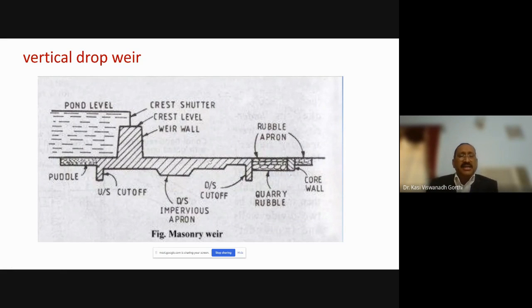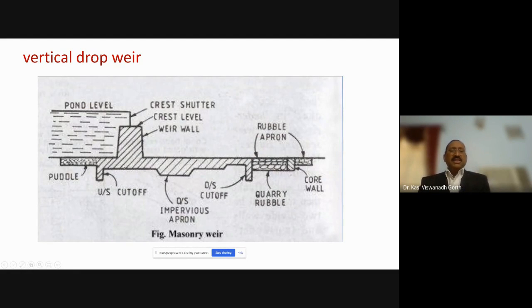So a masonry weir is shown here. This is the masonry weir. So the weir wall, which is resting on a masonry foundation, which may have a vertical cutoff or a sheet pile on the upstream side as well as on the downstream side, followed by the talus portions. The talus portion is provided here. Once again, if the crest gate is provided, the pond level rises. If the crest gate is not provided here, the pond level will be directly at the crest level. This will be the level. So weir wall, crest level, and by providing the shutter, you have the pond level at a different level.